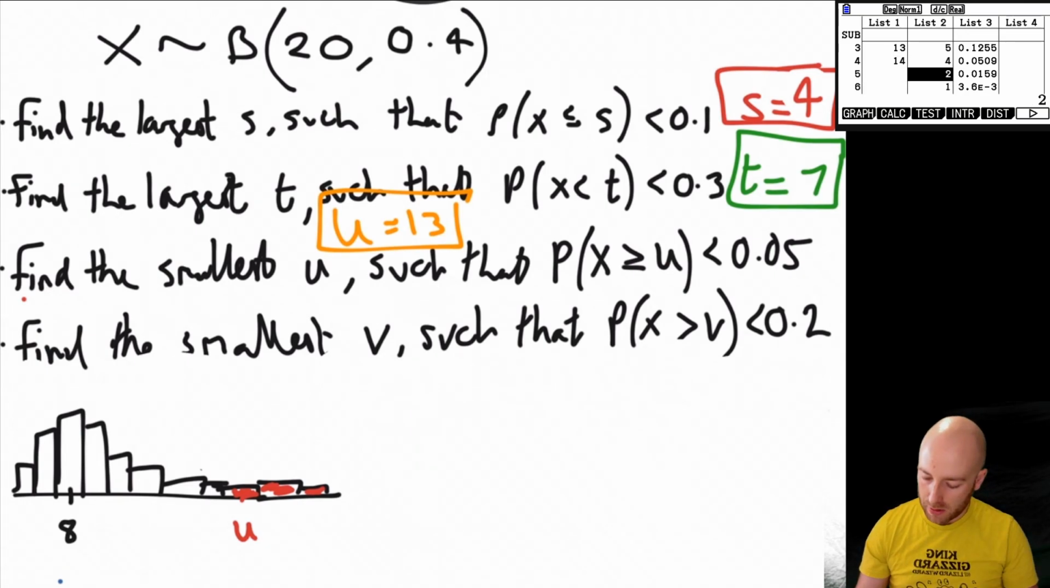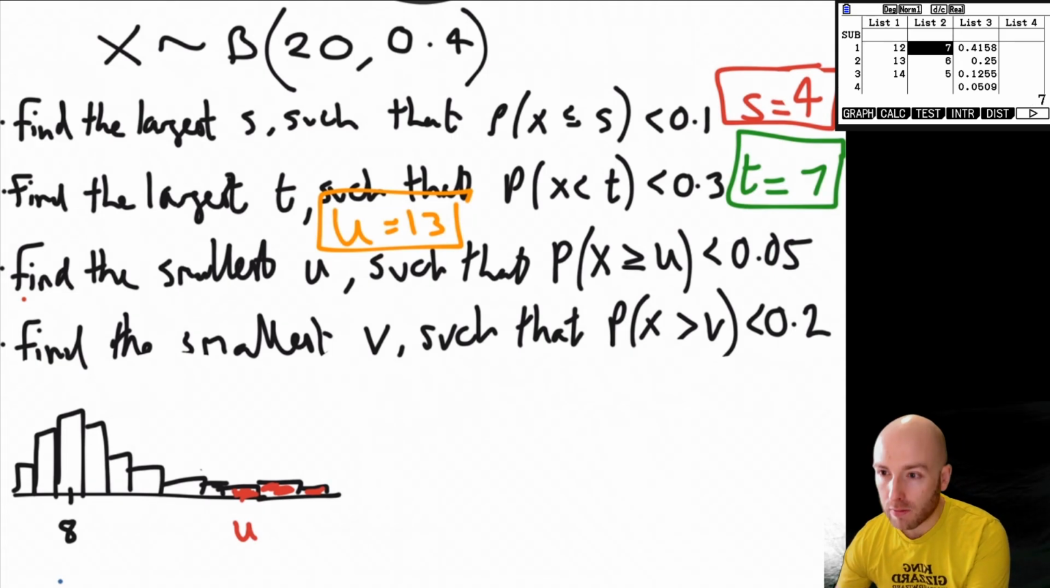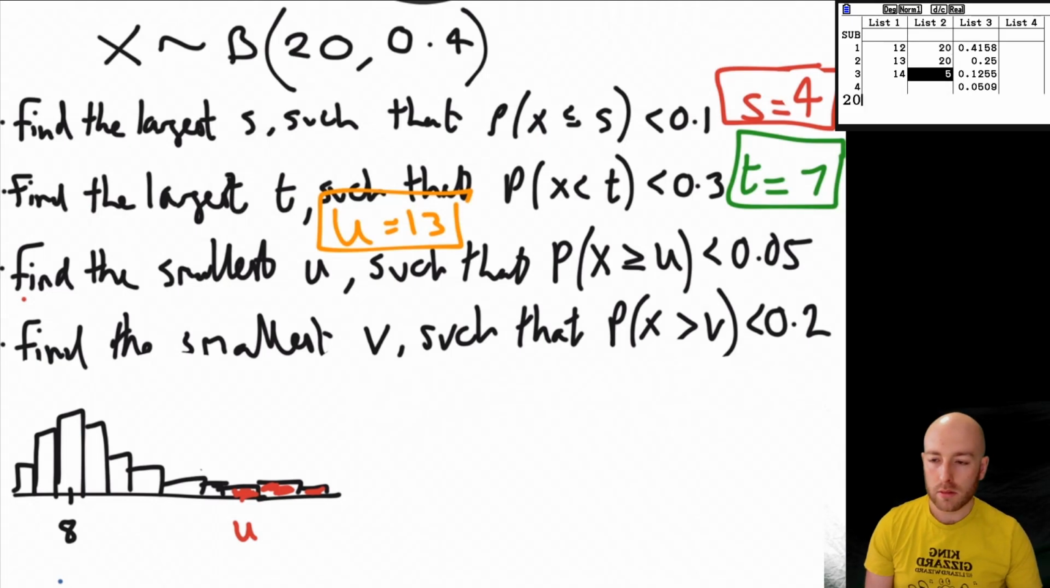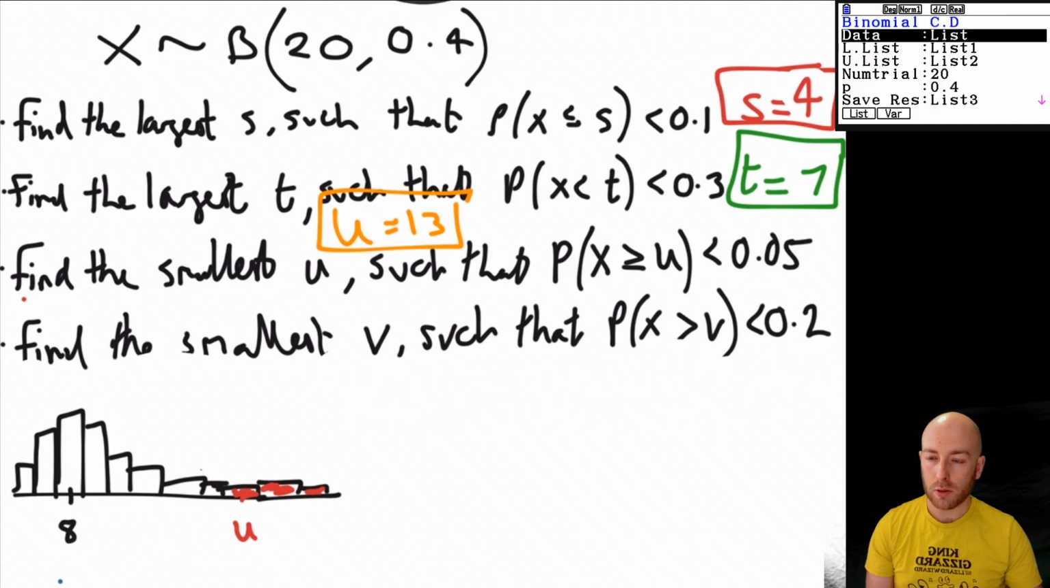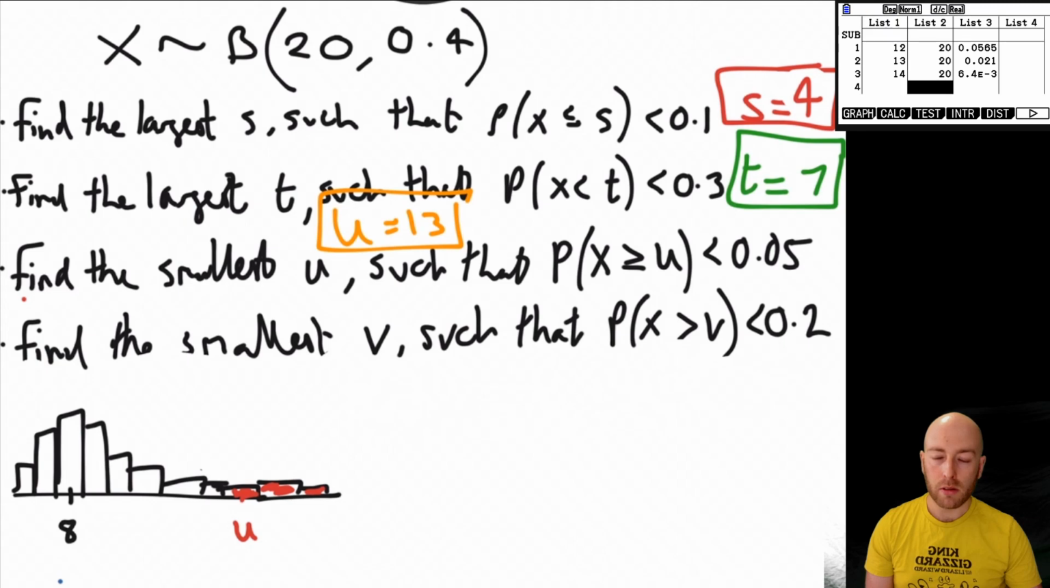And I need to put the uppers in. The most it could be is 20, so each of these needs to have an upper of 20. Distribution, binomial, BCD, lower list 1, upper list 2, 20, 0.4, save, calculate, exit, there we go.